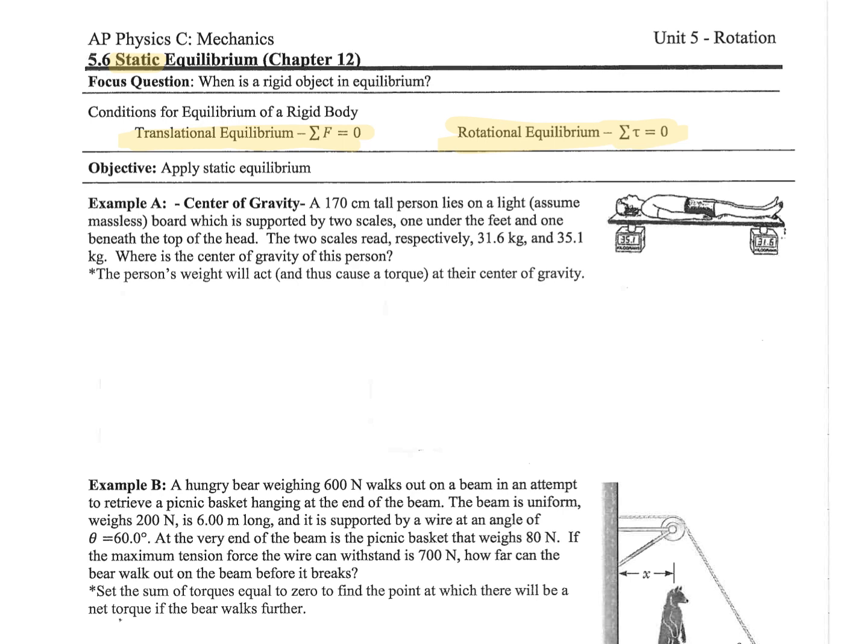It's not a hard set of things to do. You just have to make sure you look at both of those. And most of these problems have to do with either one or both of them. So we've got a guy sitting on two scales. A 170 centimeter tall person lies on a light, massless board, nearly impossible, but we'll go with it, supported by two scales, one under his feet and one under his head. The two scales read 31.6 kilograms and 35.1 kilograms. Where's the center of gravity for this person?